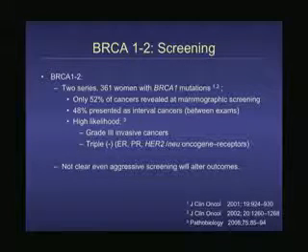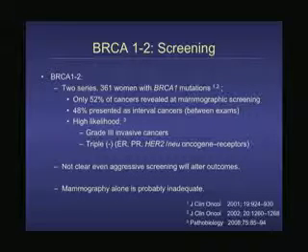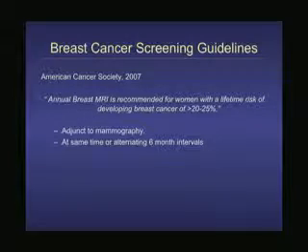So again, there's some controversy about, even with aggressive screening, are we going to change the outcomes in these women, or are these just bad acting cancers? What we do know is that mammography alone probably isn't good enough. And this is where we may want to consider screening with MRI.